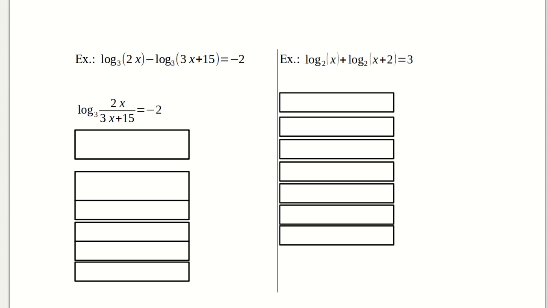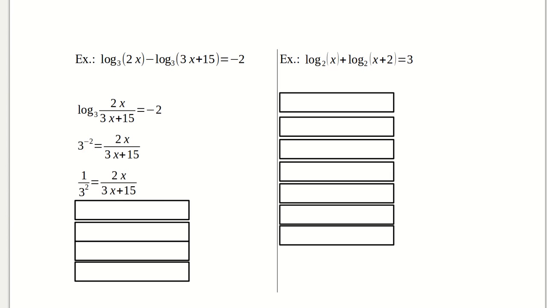If we say it correctly, we say the log base 3 is equal to the exponent negative 2. So the base is 3 and the exponent is negative 2. So we translate this. 3 to the negative second power equals that argument, 2x over 3x plus 15. That negative exponent tells me that the base is in the wrong place. That tells me that this is something that instead of being in the numerator wants to be in the denominator. So that becomes 1 over 3 squared.